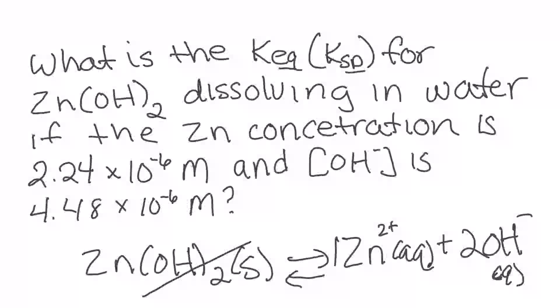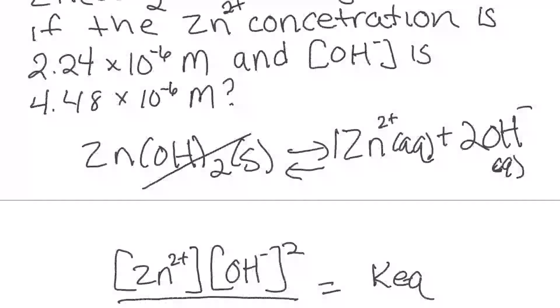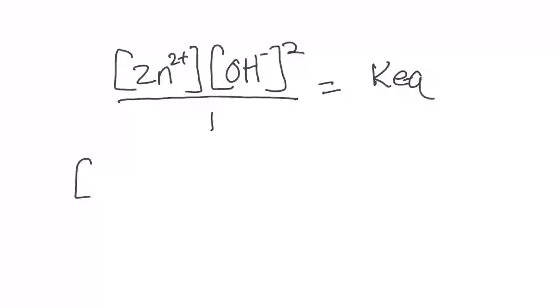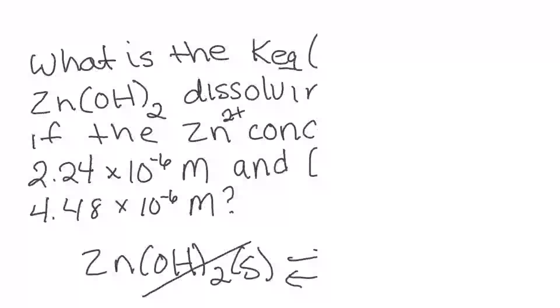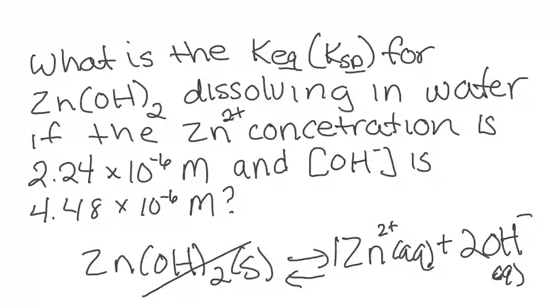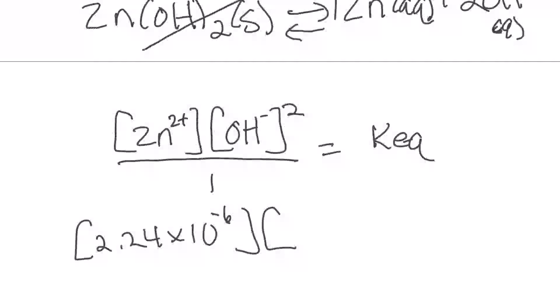Well, they gave me the zinc concentration. Oh, and here it says the zinc ion concentration is 2.24 times 10 to the negative 6. So we're going to put that in. So this was 2.24 times 10 to the negative 6th. And the hydroxide concentration was 4.48 times 10 to the negative 6.